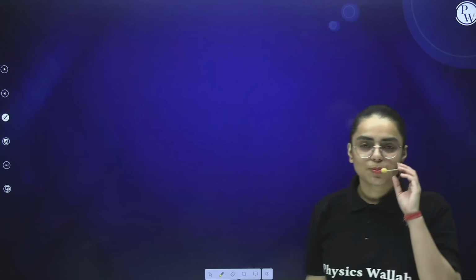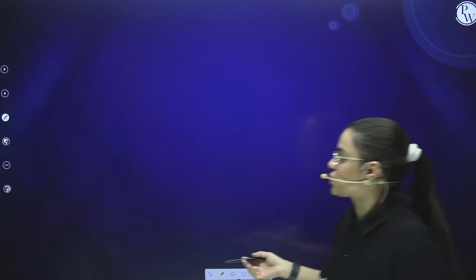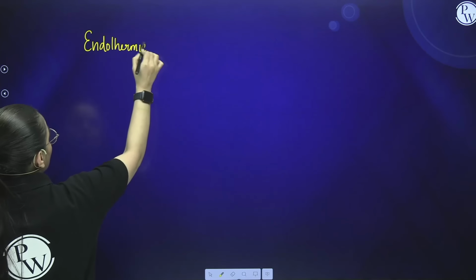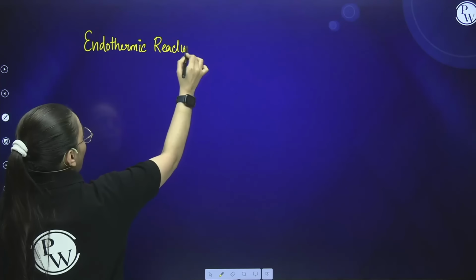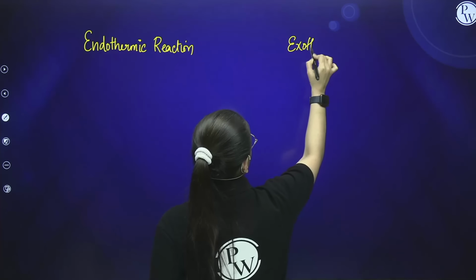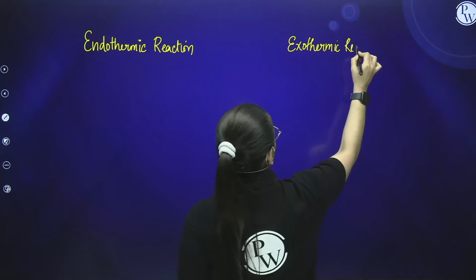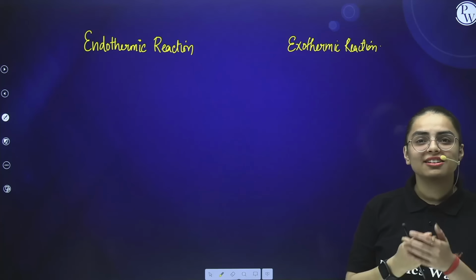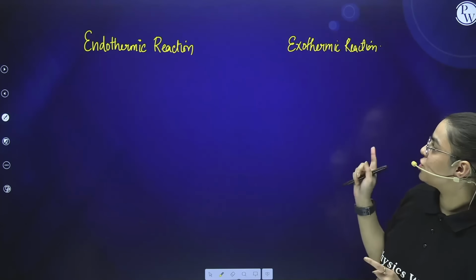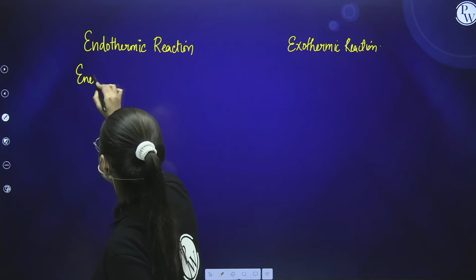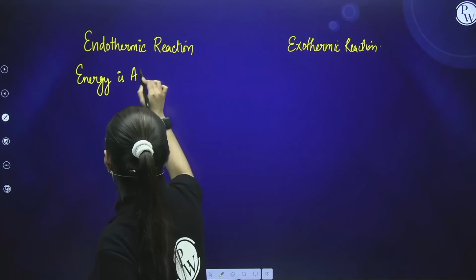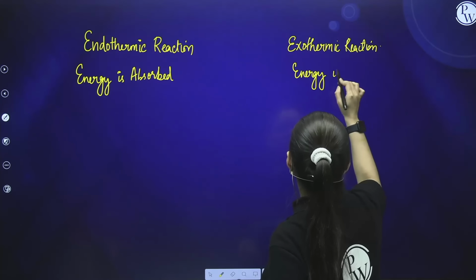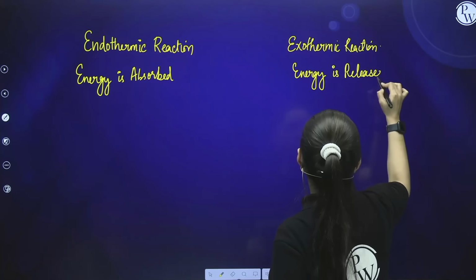Now students, moving to the next part, that is going to be the exothermic reaction and the endothermic reaction. We are going to study about endothermic reaction and another one is exothermic reaction. Now see, in the endothermic reaction, energy is basically absorbed. And in the case of exothermic, it is released. So here energy is absorbed. Here energy is released.